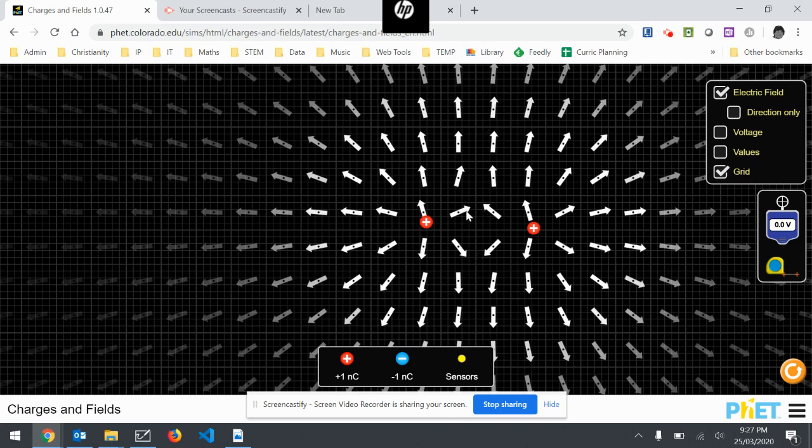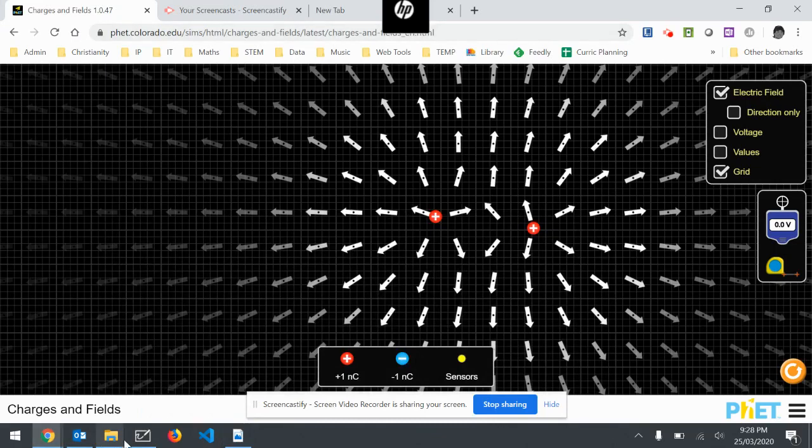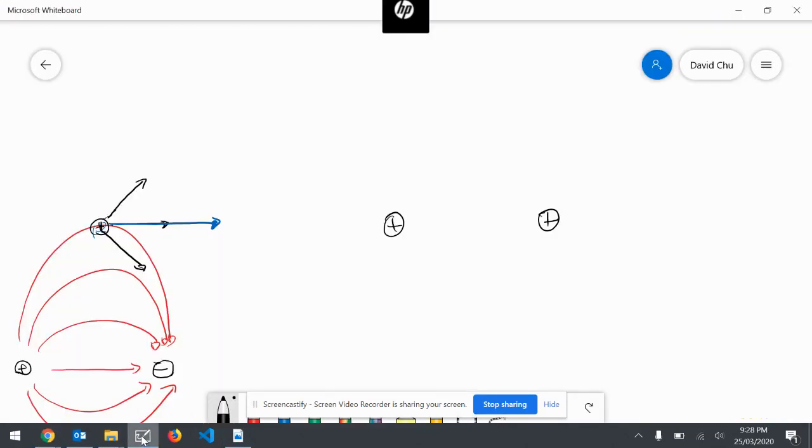Over here, this one is a bit closer to this charge compared to that one. So it's going to have a much stronger vector from this one compared to that one there, and therefore you're going to have a stronger force going in that direction. So how do we represent this using field lines? What we've got to do is draw it like this.